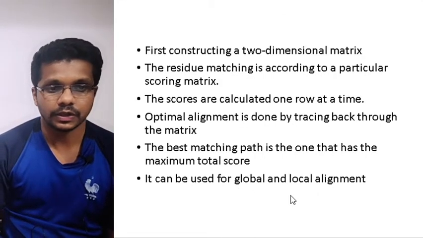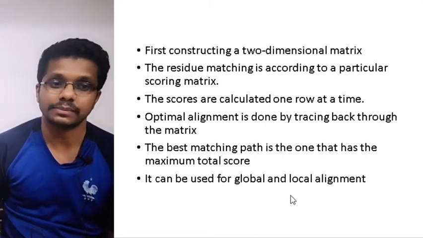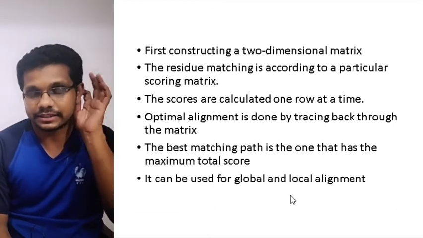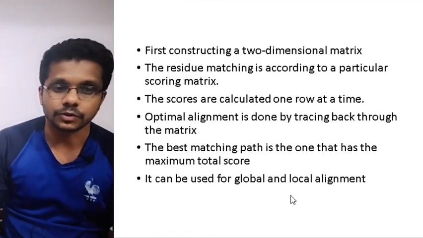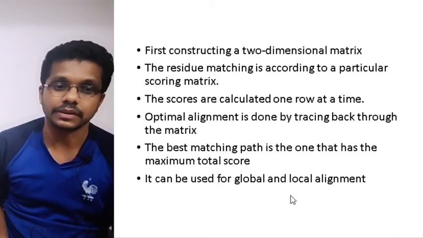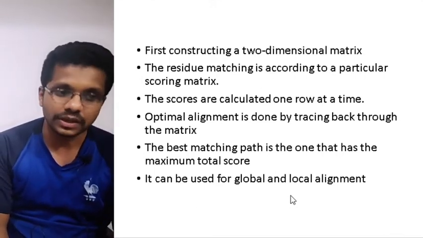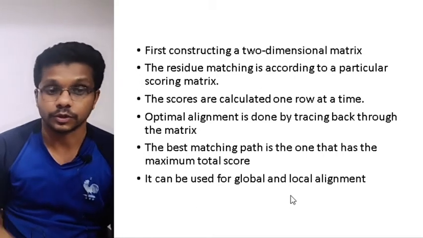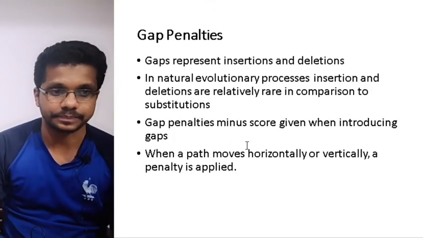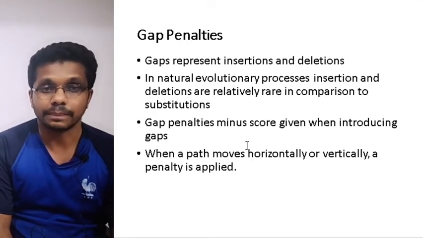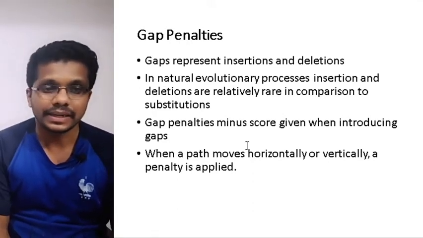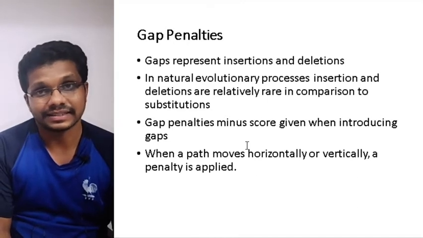So it constructs two-dimensional matrices, and based on the score matrix we find the alignment between two different sequences. The best matching path is the one with the maximal score. It can be used for both global as well as local alignment. And in this we use a term called gap penalty. The gap penalty represents an insertion or a deletion.